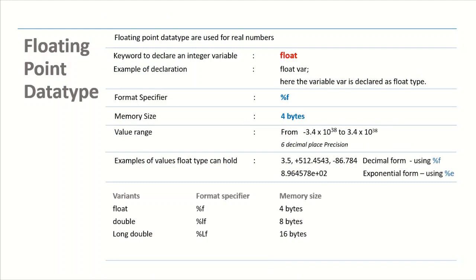Floating point data type. Floating point data types are used for storing real numbers. Keyword to use is float. An example is float var. Here the variable var is declared as floating point type. The format specifier is %f and it takes 4 bytes for storage in the memory.